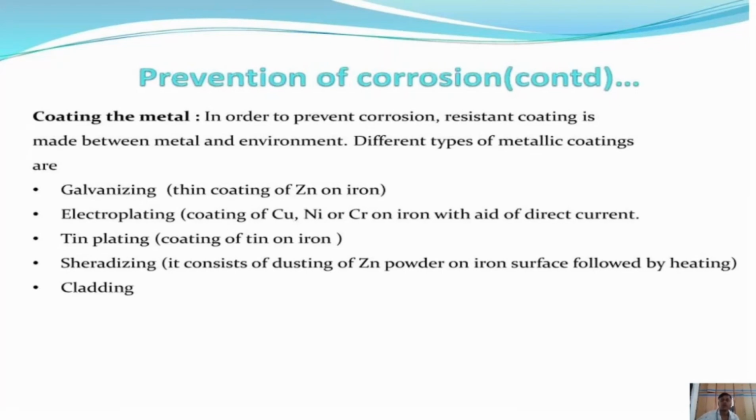Coating the metal. In order to prevent corrosion, a resistant coating is made between metal and environment. Different types of metallic coatings are: galvanization, a thin coating of Zn on iron; electroplating, coating of copper, nickel or chromium on iron with direct current; tin plating, coating of tin on iron; sherardizing, which consists of dusting of zinc powder on the iron surface followed by heating; and cladding.